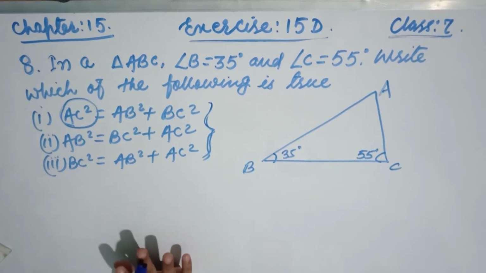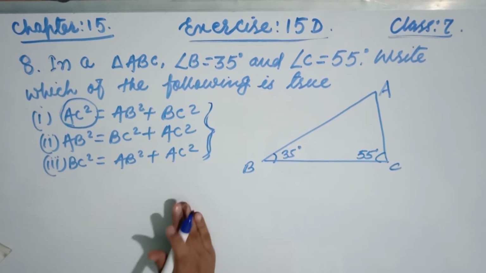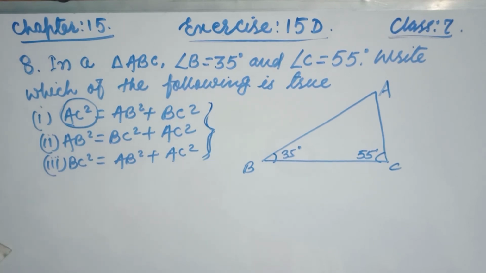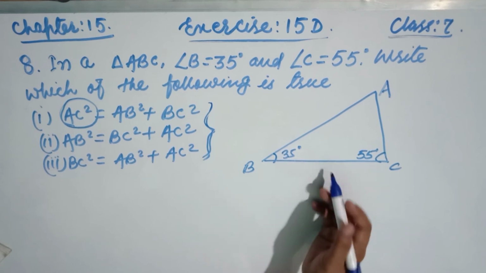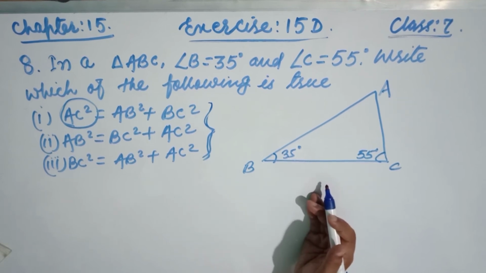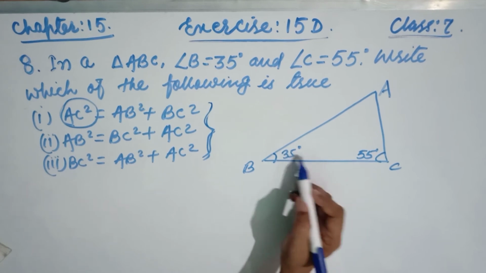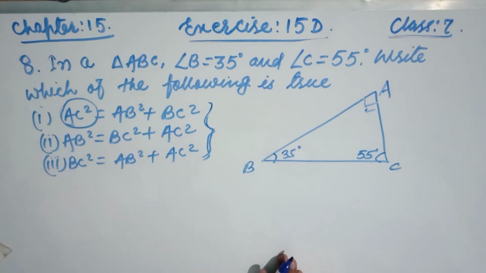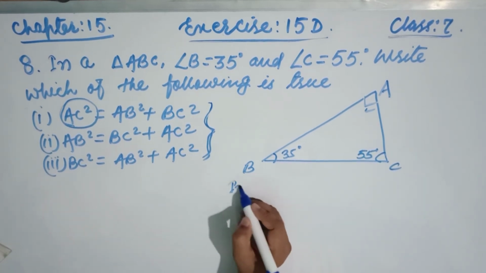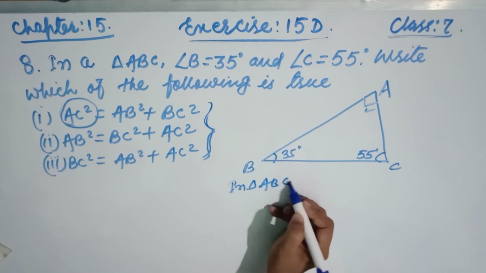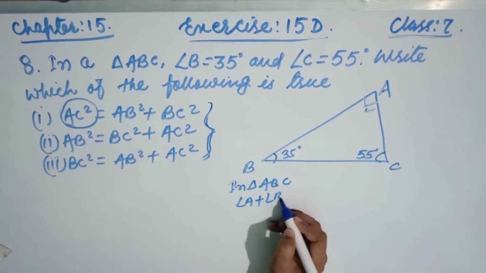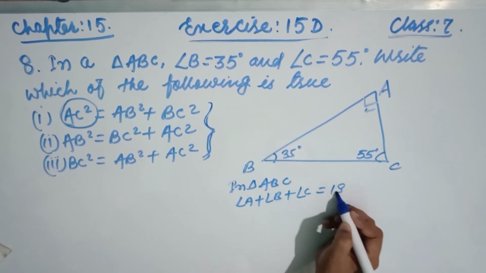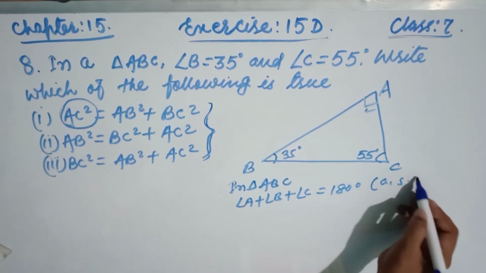Are they correct or not? Decide. So let me check, friends. First check, because the Pythagoras theorem applies in any right angle triangle. So let me first check, is this triangle a right angled triangle or not? Two angles are given, but this one is not given. So how much is this angle, friends? What is the angle of this A? Now in a triangle ABC, angle A plus angle B plus angle C is equal to 180 degrees, because of the angle sum property.